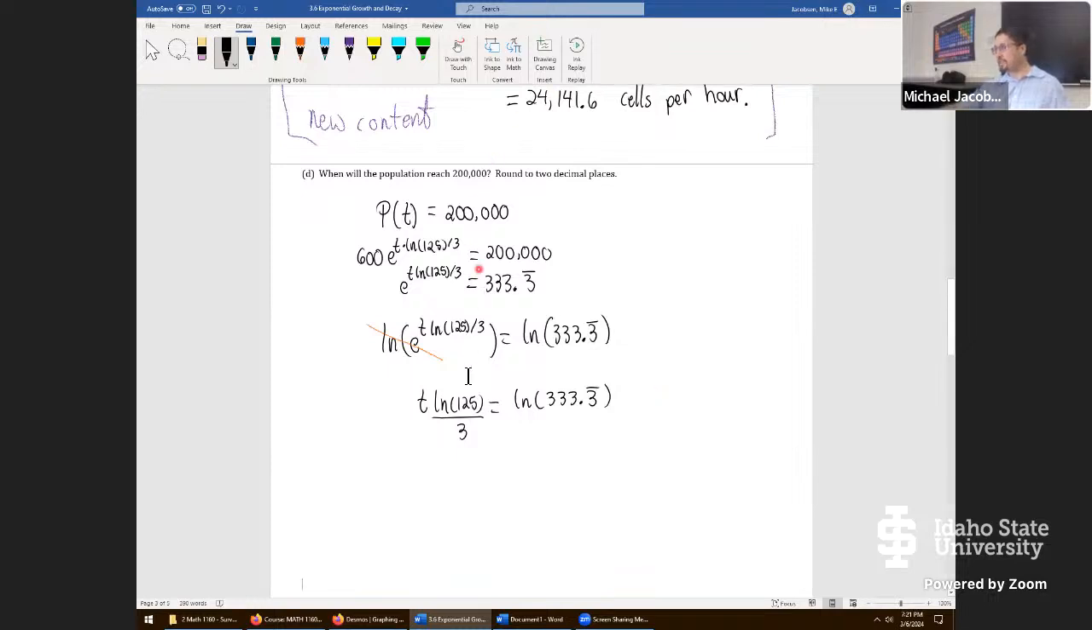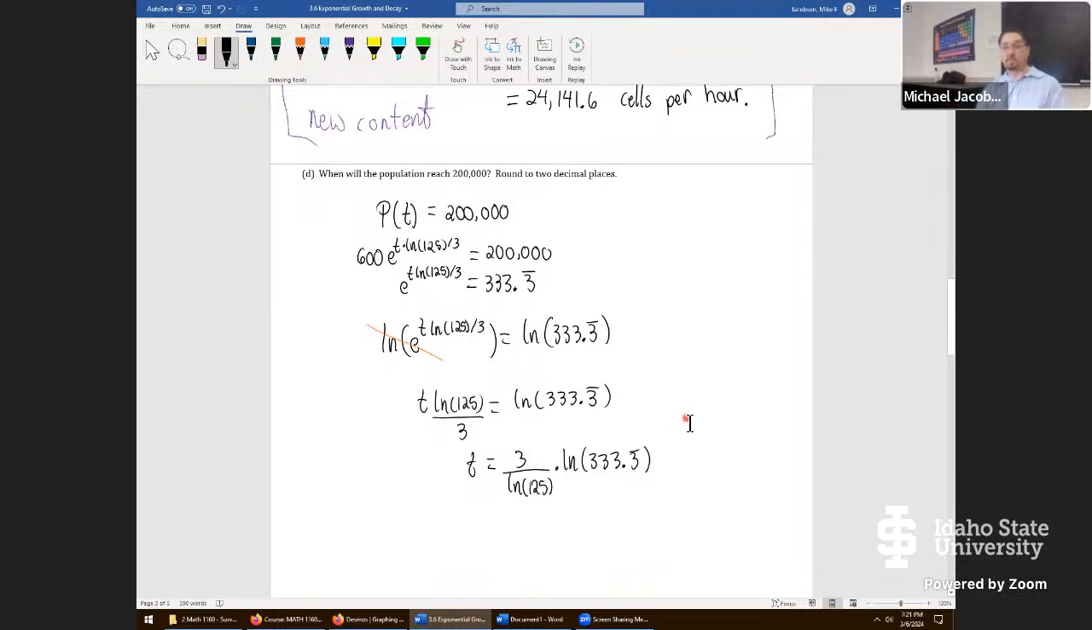Okay. All we're doing is multiplying by the reciprocal of this. So multiply both sides by 3, divide by natural log 125. And t comes out this way: 3 over natural log 125 times natural log 333.3 bar. And we've got it, folks. That's the time at which the population should reach 200,000.